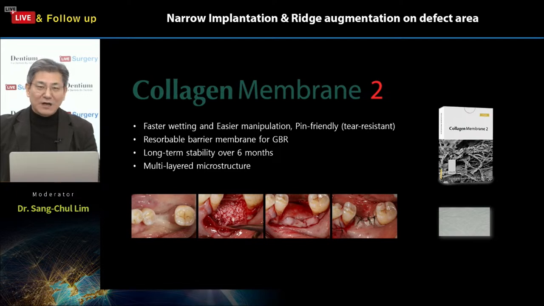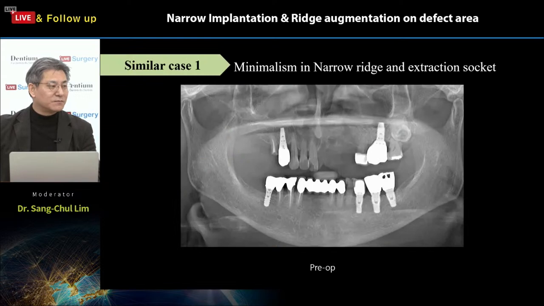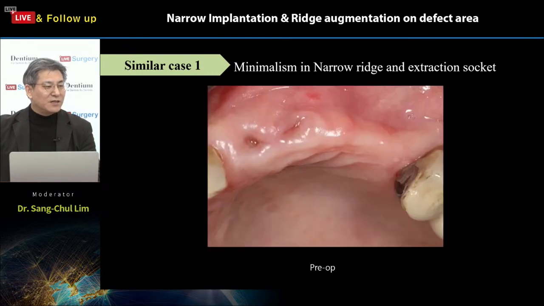So this upgraded version, collagen membrane 2, satisfied this kind of need of surgeons. Okay, for a more comprehensive understanding, let me introduce a similar case. First, minimalism in a narrow ridge and extraction socket case. As you can see, these areas were already extracted, very similar to today's case.